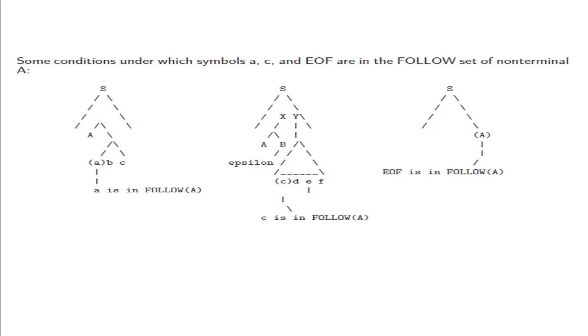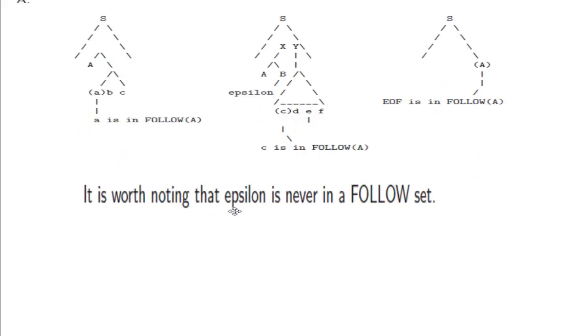And you should remember this: epsilon is never in a follow set, so never keep epsilon in the follow set. Because when there is an epsilon, say for example B goes to epsilon, we don't take it, we go to the next. If Y goes to epsilon, we're not going to take it, we're going to take the end of file as the follow set.